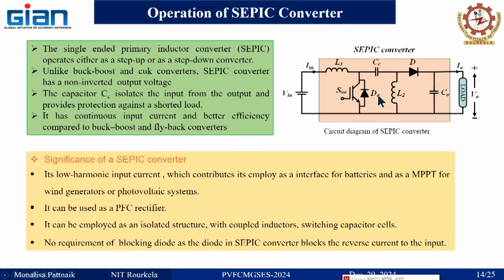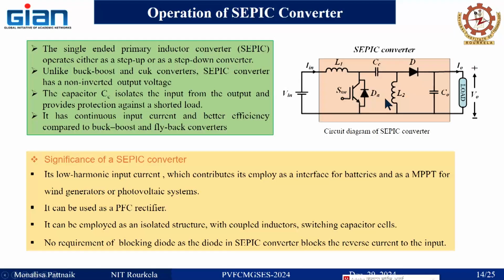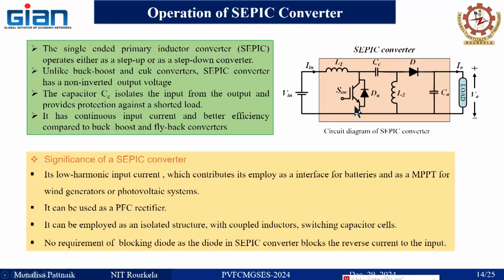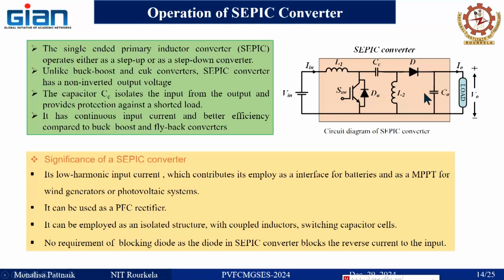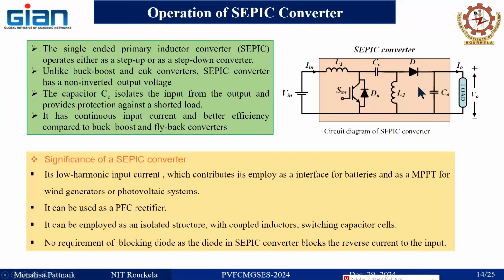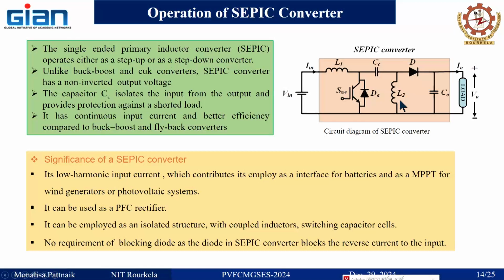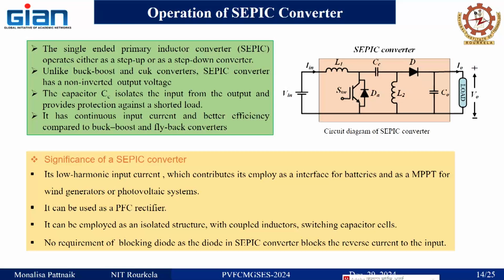So there are a lot of advantages to using the SEPIC converter. Most of the applications for PV use the boost converter, but in a boost converter the output voltage is always higher than the input voltage. Here, based on our requirement, the SEPIC converter can be used and the output voltage can be controlled. It gives flexible control of the output voltage.